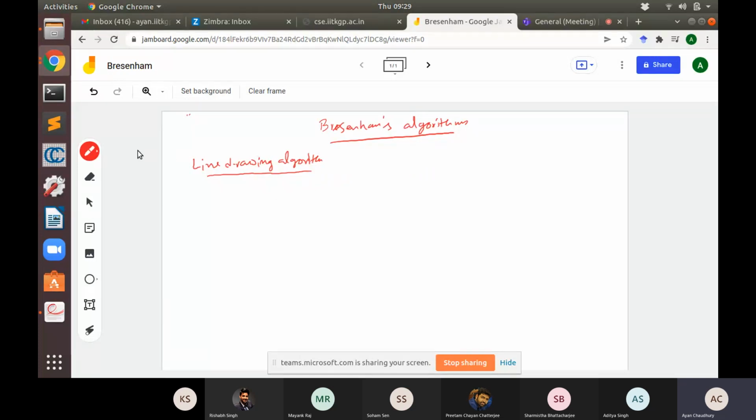Many times we are using this term raster, but sometimes you will see another term, which is called vector. So this is vector graphics and this is raster graphics. There are some differences between vector graphics and raster graphics. Vector data use x and y coordinates to define the location of points.